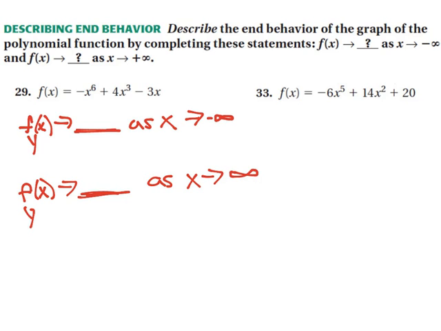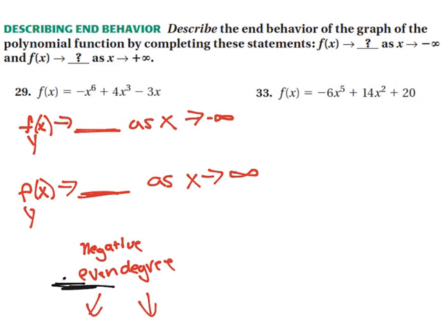And then you're going to have f of x, or y, as x goes to the right, or infinity. Okay, so right here, when we look at this, the leading coefficient is negative, and it's an even degree. So our end behaviors are going to look like this, down and down. So as we go to the left, y goes down to negative infinity. As we go this way, or as x goes to infinity, y is still going down to negative infinity.